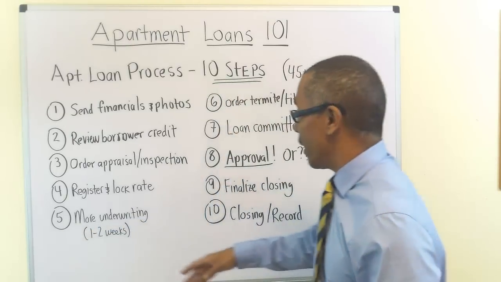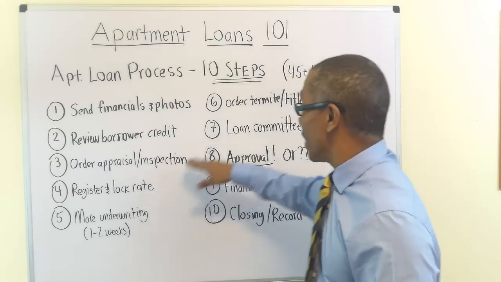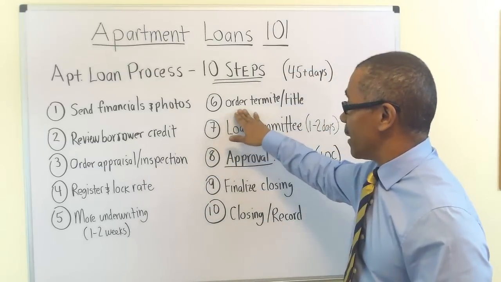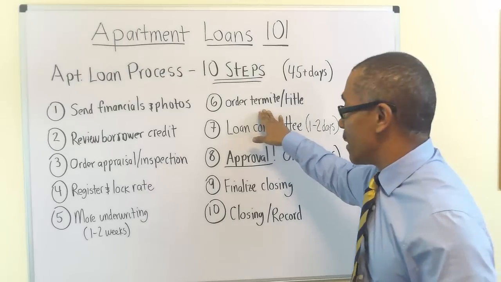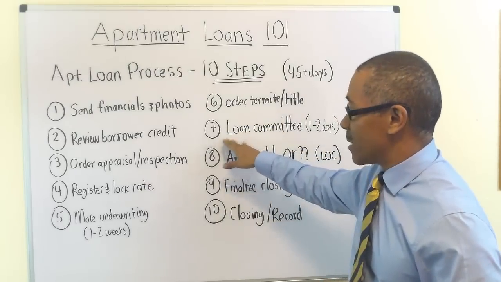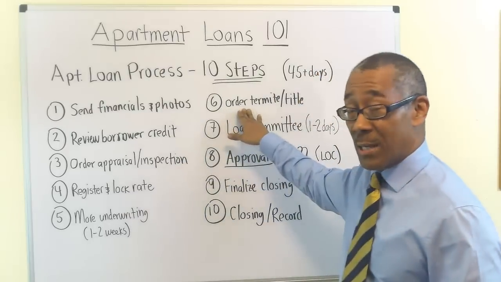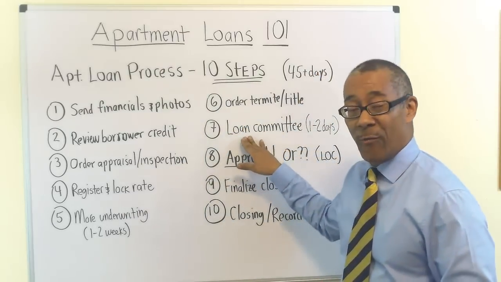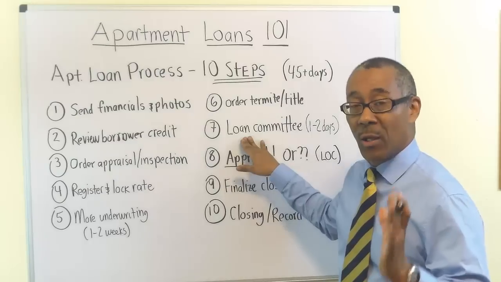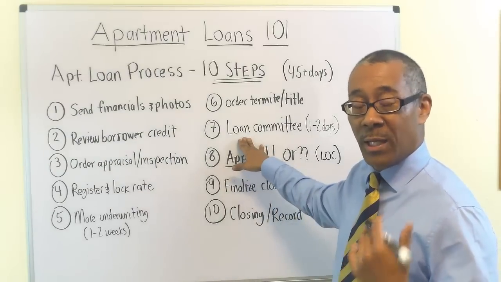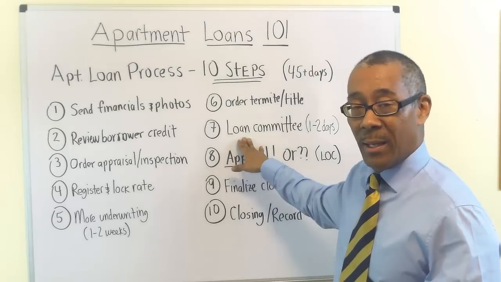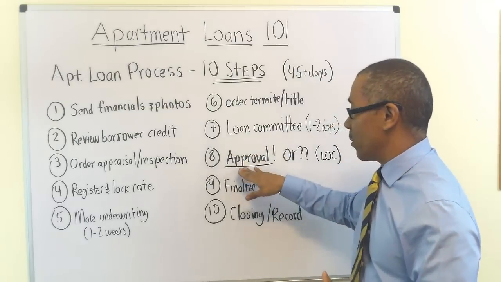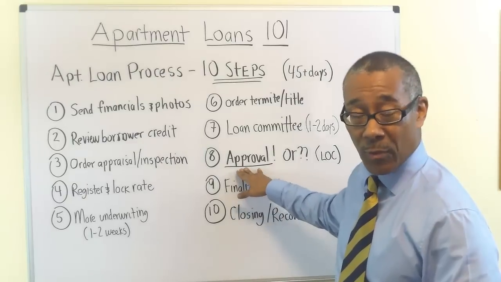So after they come out of step 5, they go to step 6. Step 6 is they're going to order the termite and set up a title for you. Step number 7 is if 1 through 6 turns out okay, it's going to go to your file and it's going to go to the loan committee for them to look at your loan and ask for documentation to clear things up, and finally to give you number 8, an approval for the loan.